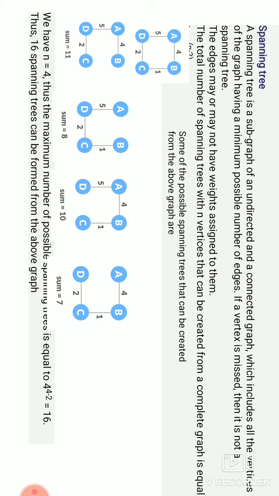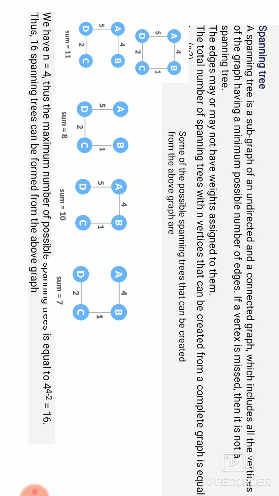So this is a graph that we have with four vertices A, B, C, D with weights over that. So we can call this graph a connected, weighted, undirected graph. It is connected because all the vertices are connected to one another, and it is weighted because we have weights over the edges, and it is undirected because there are no directions over the edges.